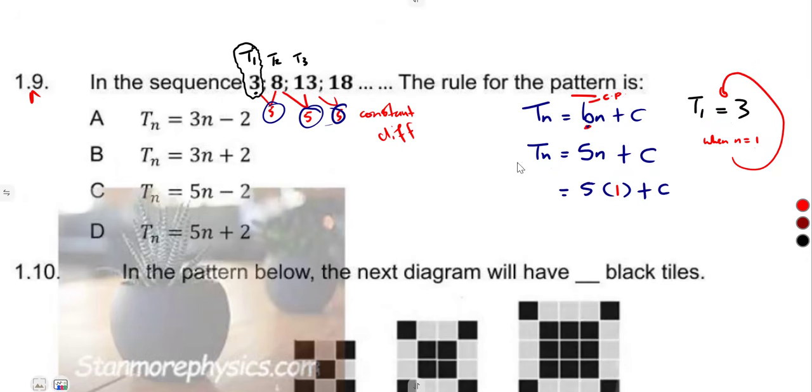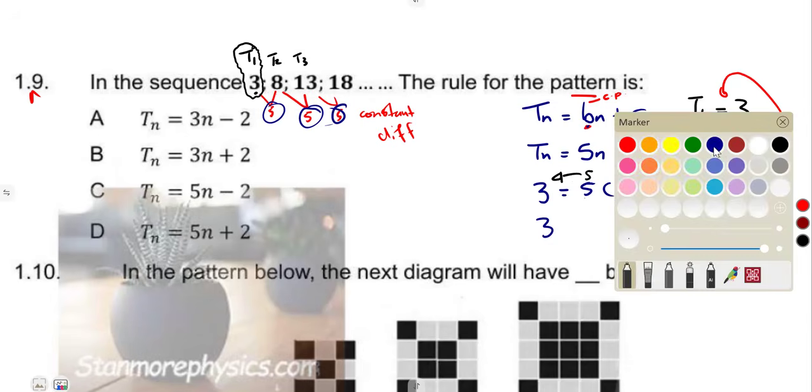In place of n here, it was going to be T1, but T1 is equal to 3. So you substitute a 3 in place of that Tn. T1 is 3, so you can solve for c. Find the value of c. All right, we are back to our equations in grade 8. So that's 3, and 5 times 1 was going to be 5. Then you take it to the other side.